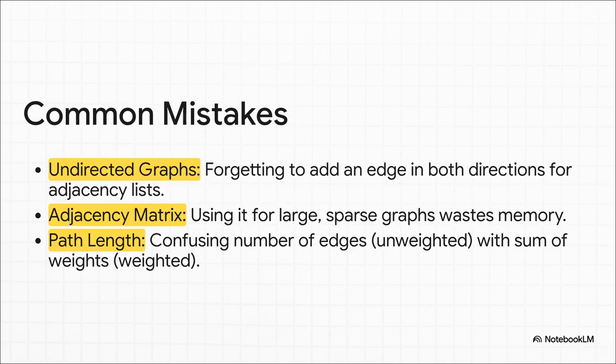And finally, let's talk about the traps people fall into. These are the common mistakes you really want to avoid. First, when you're coding an undirected graph, please remember to add the edge in both directions in your adjacency list. Second, don't use that memory-hogging adjacency matrix for a huge graph with very few connections. And last, don't mix up path length, which is just counting the edges, with the total path weight in a weighted graph. They are two different things.